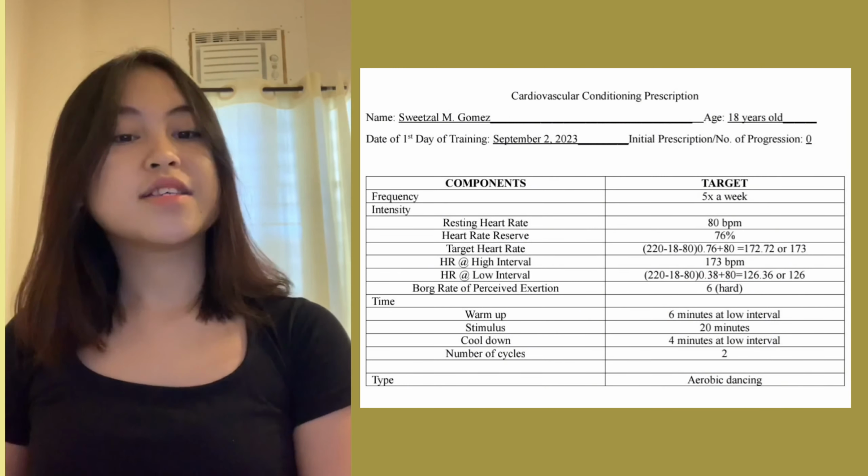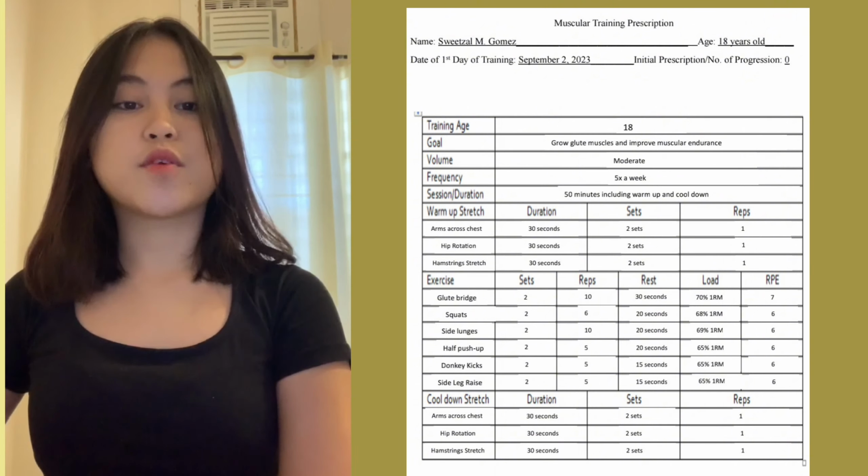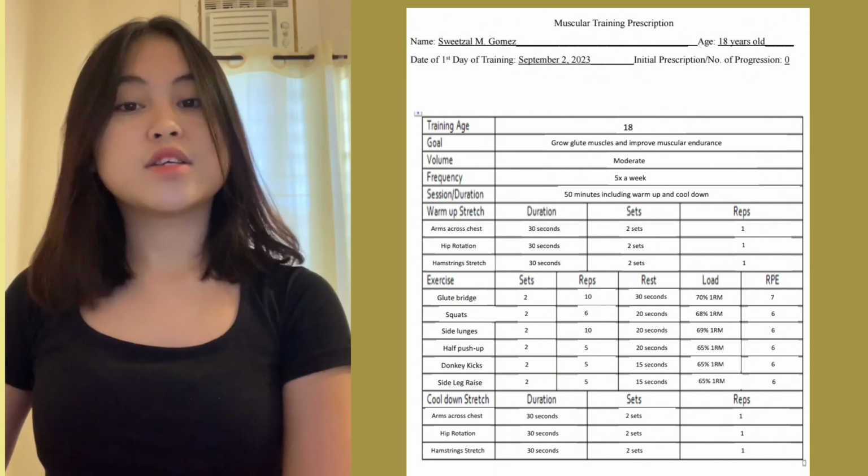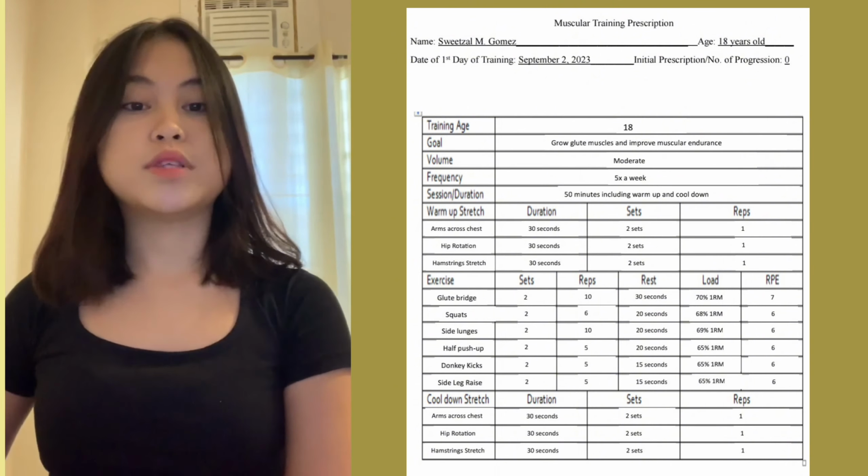Now we proceed to the muscular training prescription. These are all the data in the table. First, my training age, which is 18. My objective or goal in the exercise is also here, that is to grow glutes and improve muscular endurance. The volume or intensity of the muscular exercise I did was moderate, and the frequency is the same, 5 times a week. The session or duration overall is 50 minutes, which includes the warm-up and the cool-down session.